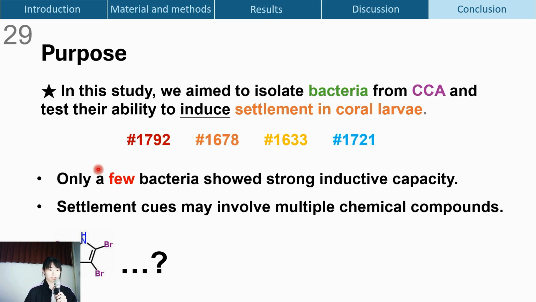But we only know these few bacteria showing strong inductive capacity. And we need to know more about their settlement cues that may be involved in the induction.